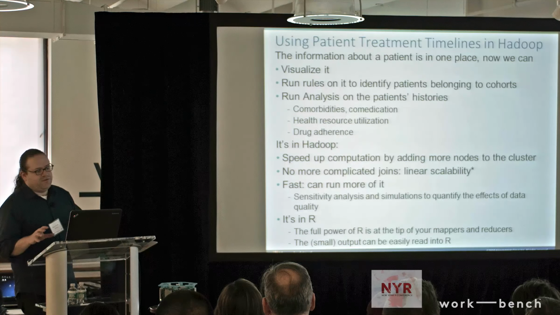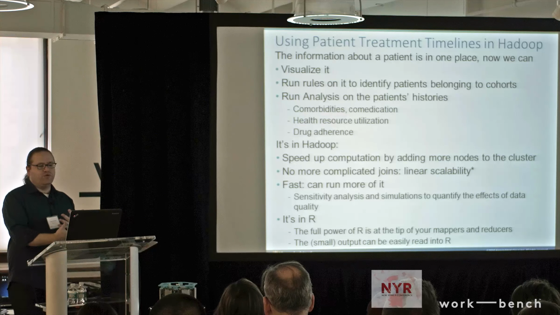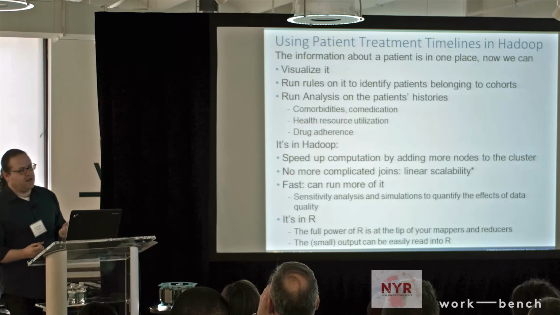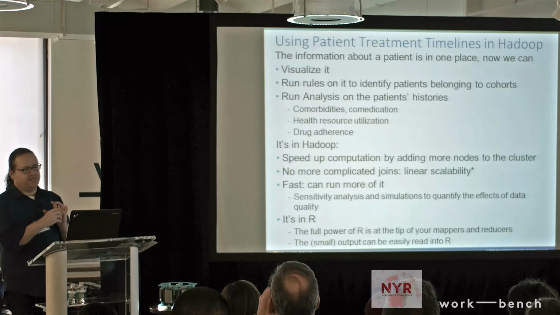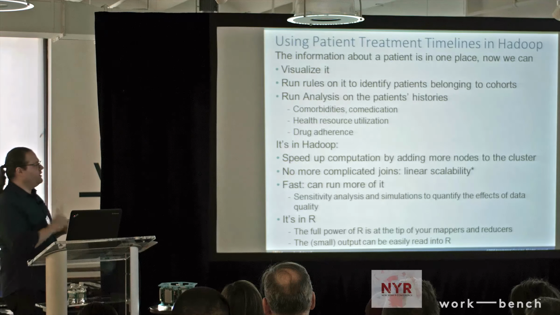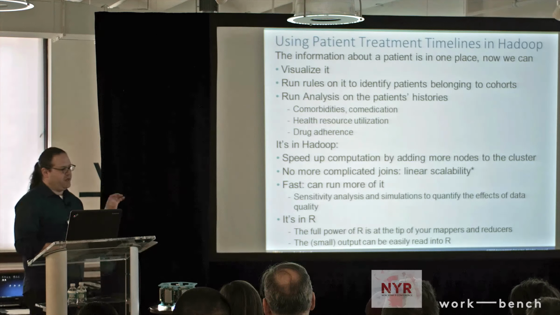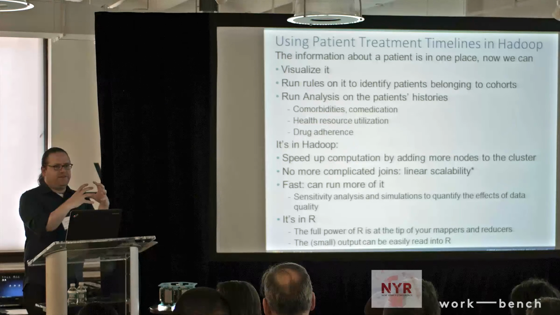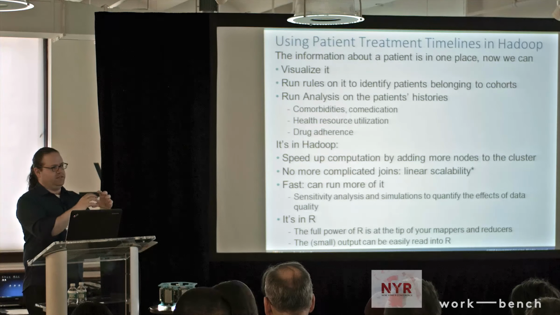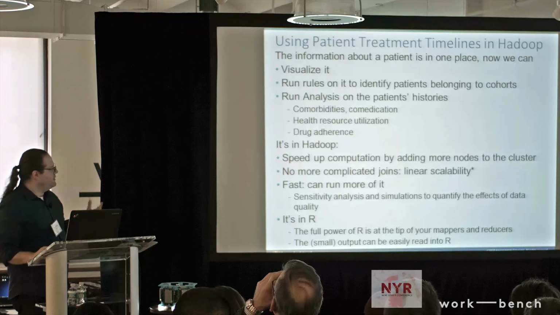Now that the patient information is in place, we can visualize it like you just saw. We can run rules to identify patients belonging to specific cohorts, specific groups. We can run analysis on all of the patient history. So we can look at comorbidities, co-medication, health resource utilization, drug adherence. All of that is fairly easy, because you have everything about the patient in one place, so it's a map-only job, basically. You just write your mapper in R, you have a list of all of their things, and it happens.